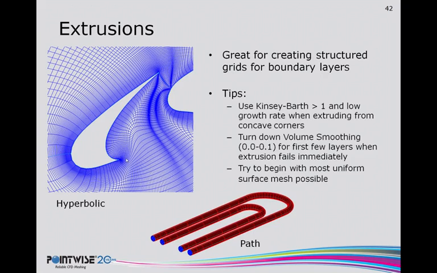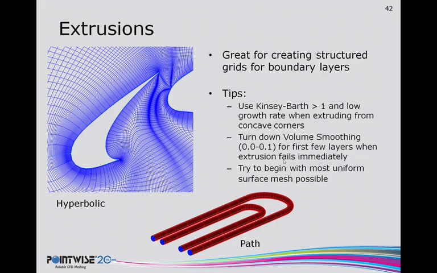This is because as this front marches outward, the grid lines try to cross over one another and the extrusion fails because it produces a cell with negative volume, for instance. Whenever you are presented with cases like this, for instance, the slat cove region of an airfoil, what you can do is first turn up Kinsey-Barth to a value greater than 1, maybe a value of 2 or so. You can also turn down volume smoothing for the first few layers, and you can also start with a much lower step cell height if you can accommodate a lower Y+.